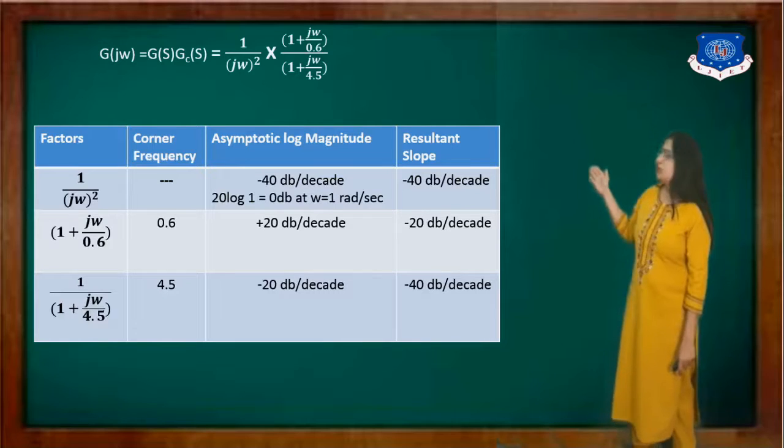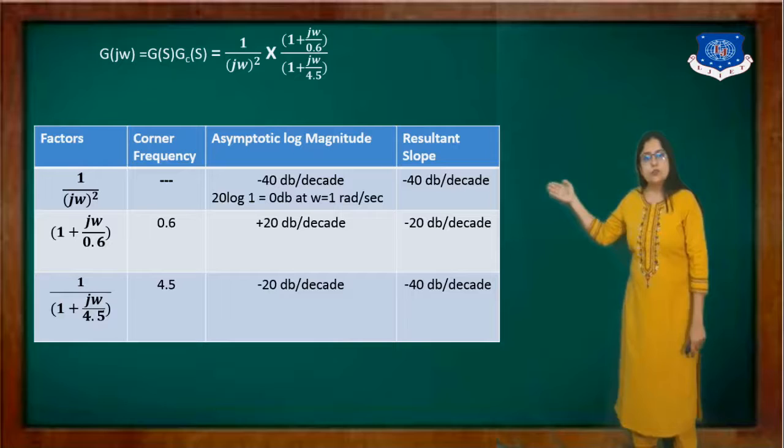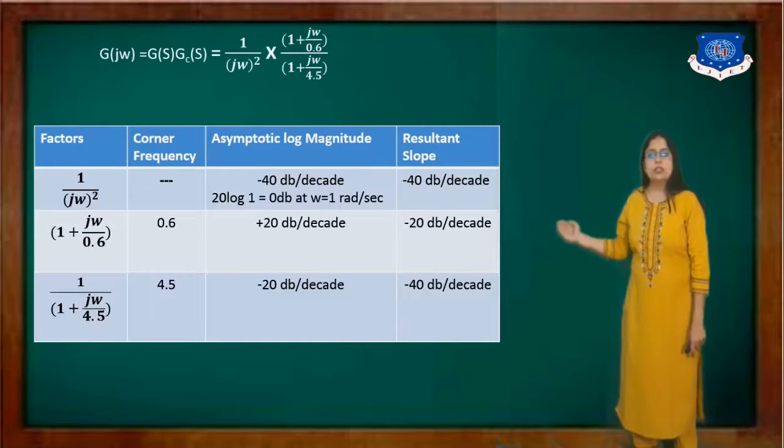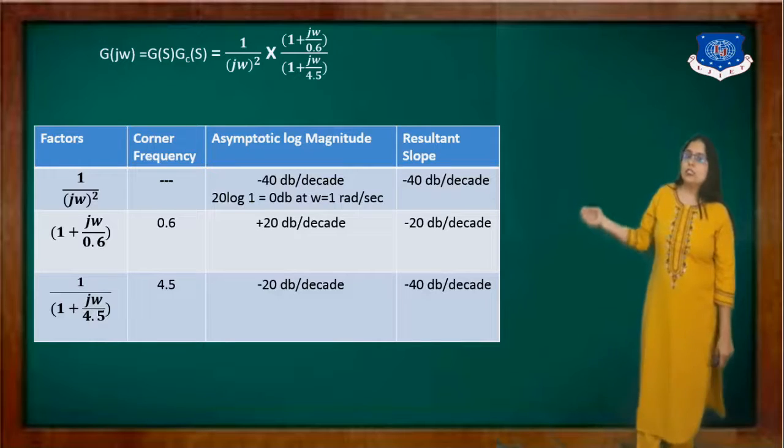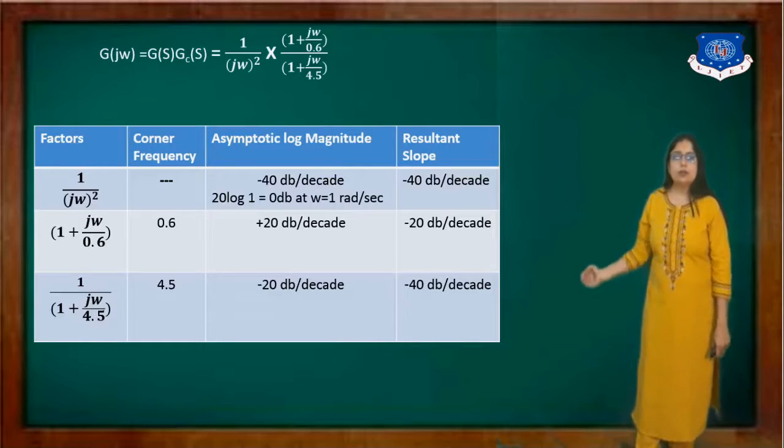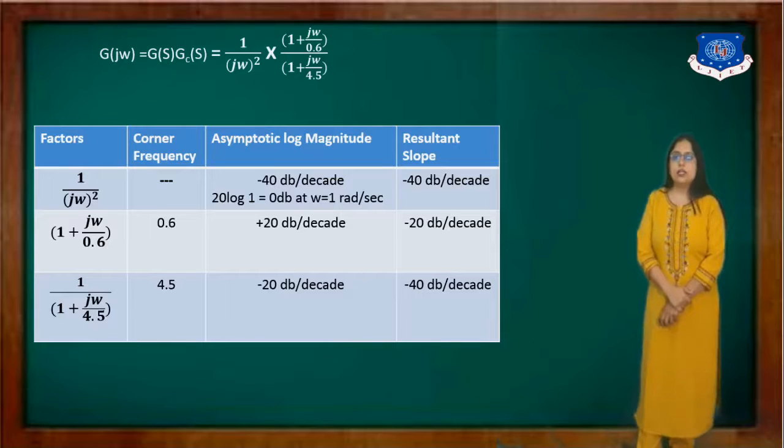Now you have to add 0 into minus 40. Slope is minus 40 dB per decade. Now you just add minus 40 plus 20, so it is minus 20 dB per decade. Now minus 20 minus 20, now slope will become minus 40 dB per decade.